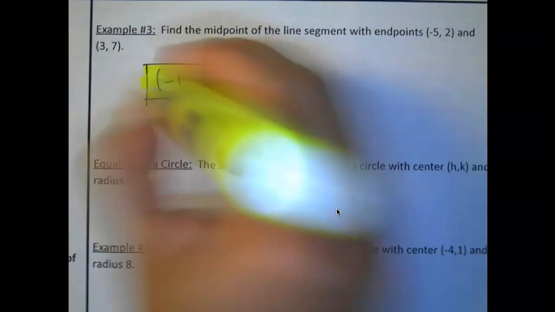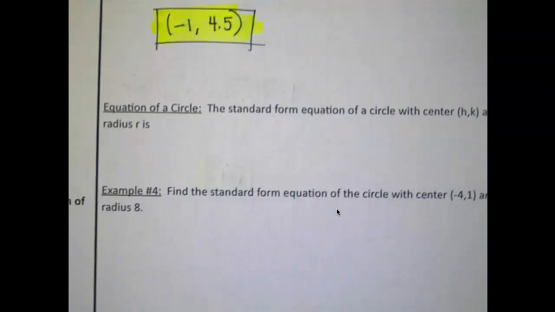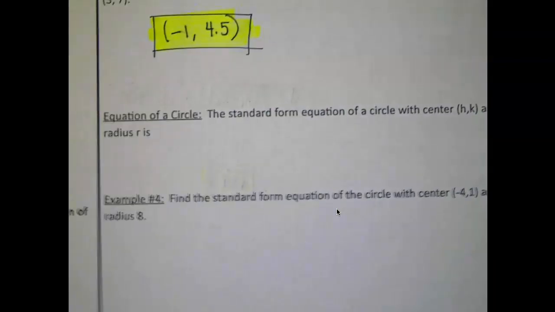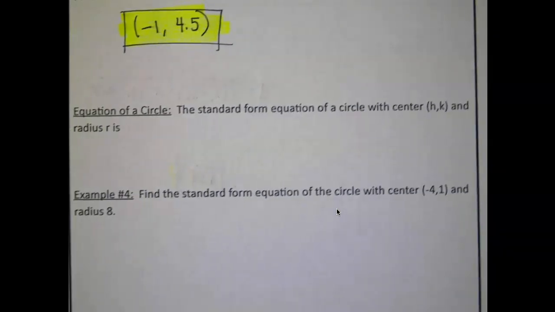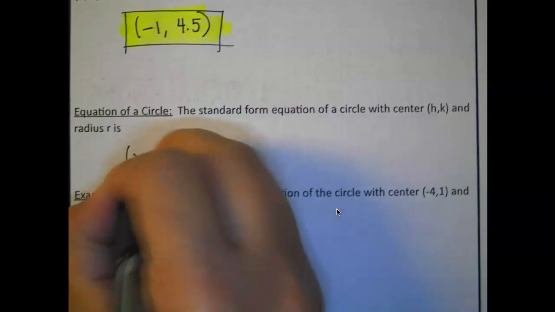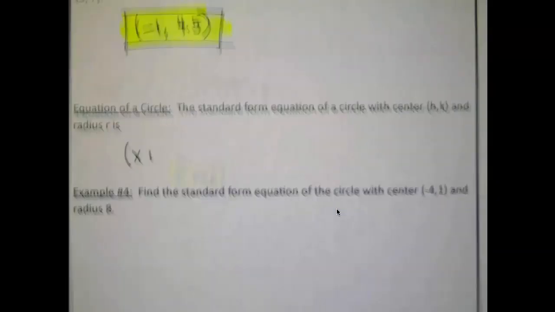Okay, another equation. The standard form of the equation of a circle with center h, k and radius r is as follows. I already messed up. Hold up.